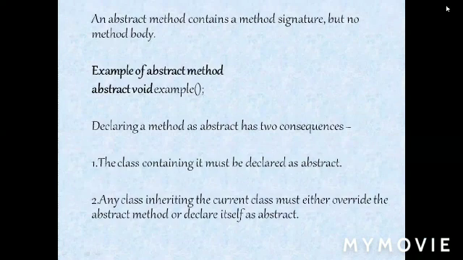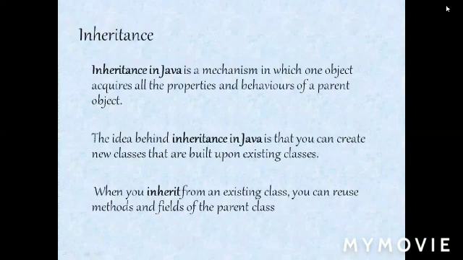Declaring a method as abstract has two consequences. The class containing it must be declared as abstract, and any class inheriting the current class must either override the abstract method or declare itself as abstract. Okay, now let us see what is inheritance. Inheritance in Java is a mechanism in which one object acquires all the properties and behavior of the parent object. The idea behind inheritance in Java is that you can create new classes that are built upon existing classes. When you inherit from an existing class, you can reuse methods and fields of the parent class.